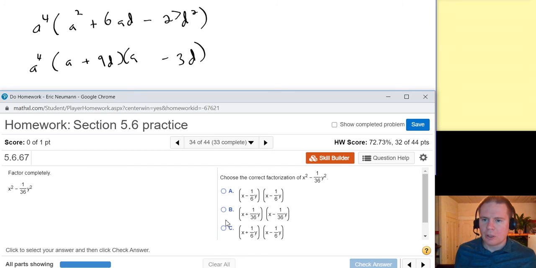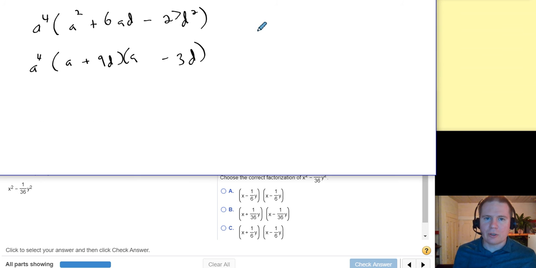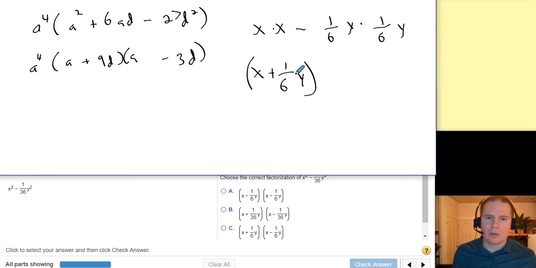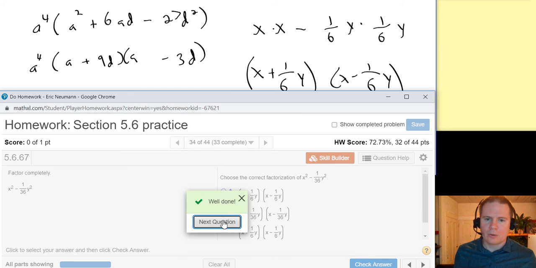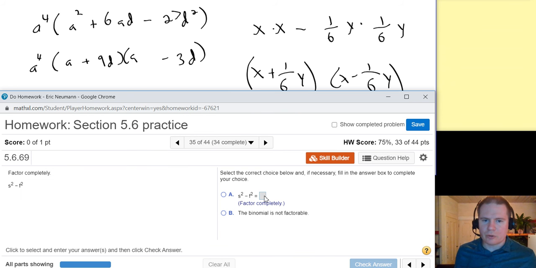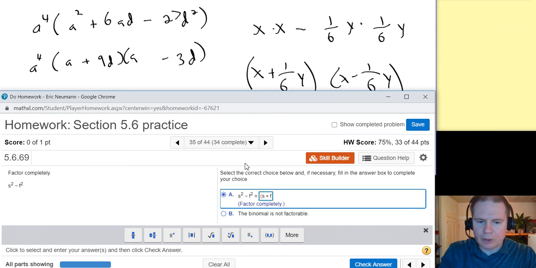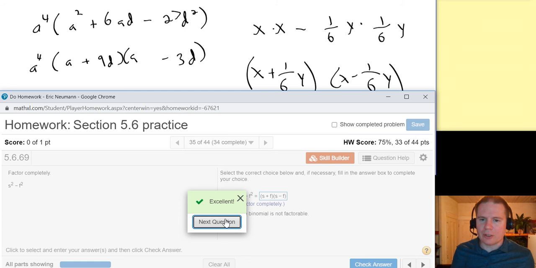Oh, another fraction problem. All right, well, this one's not so bad because it's just difference of squares, right? x squared, that's x times x. y squared, that's y times y. 36 is 6 squared, so that's 1/6 y times 1/6 y, difference of squares. x plus 1/6 y, x minus 1/6 y. Difference of squares. I don't even have to show any work here, right? s plus f, s minus f. It's basically the formula just using s and f instead of a and b.